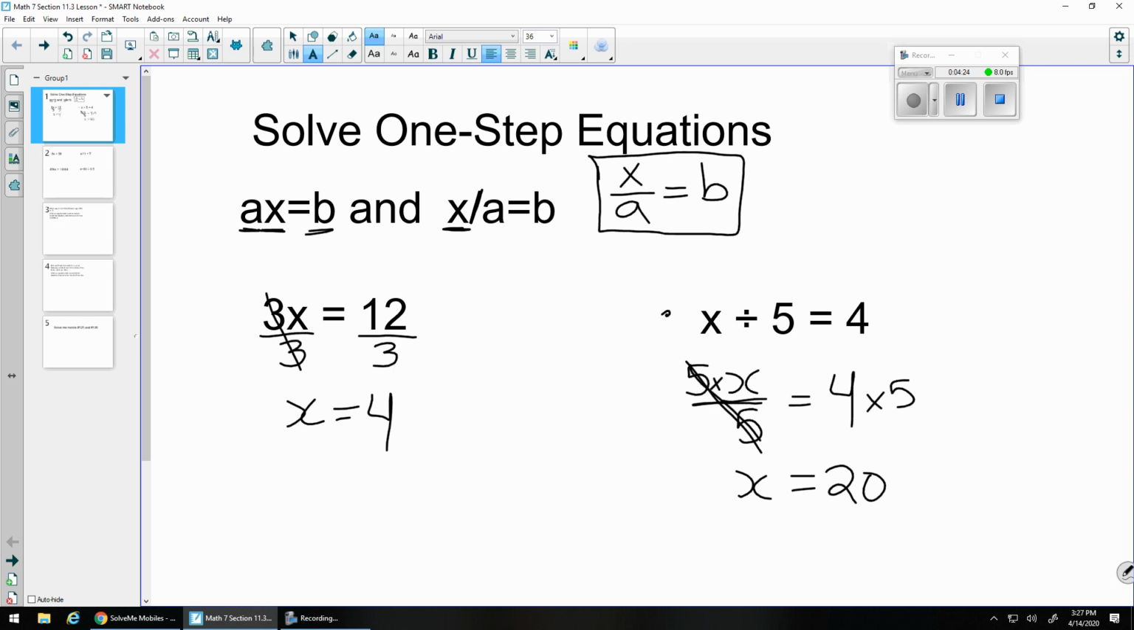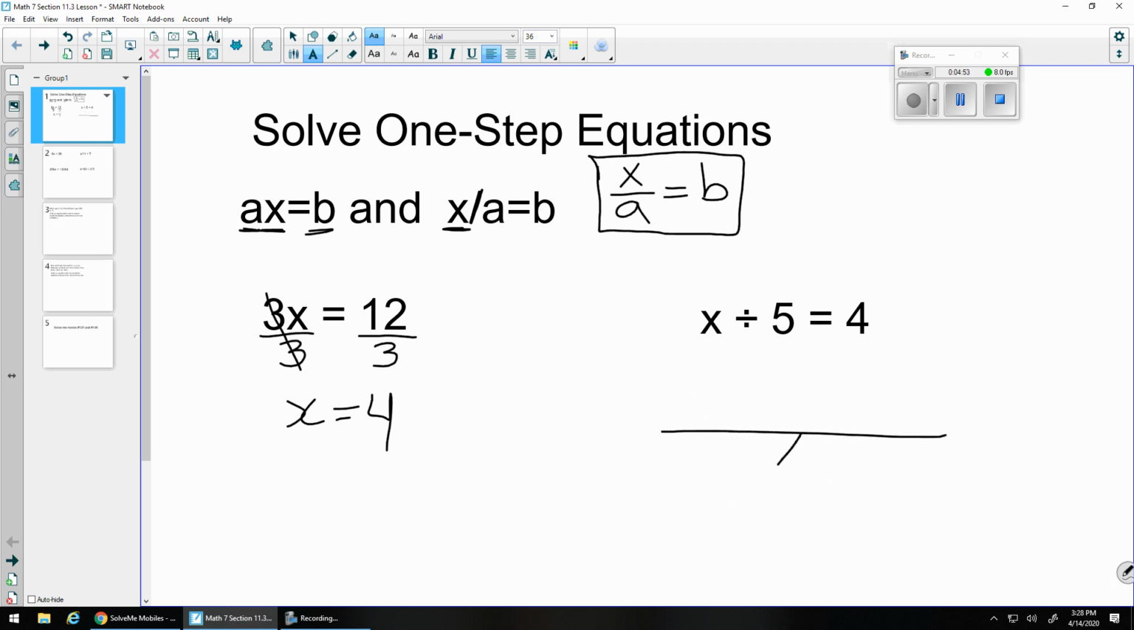Let's put 20 in for where x was in our equation. So x was here. Let's say this is 20 now. 20 divided by 5 is equal to 4. Is that true? Yes, 20 divided by 5 is 4. Therefore, x actually must be 20. Okay, so you can always check if your answer is right by substituting what you get for your answer for the variable back in.